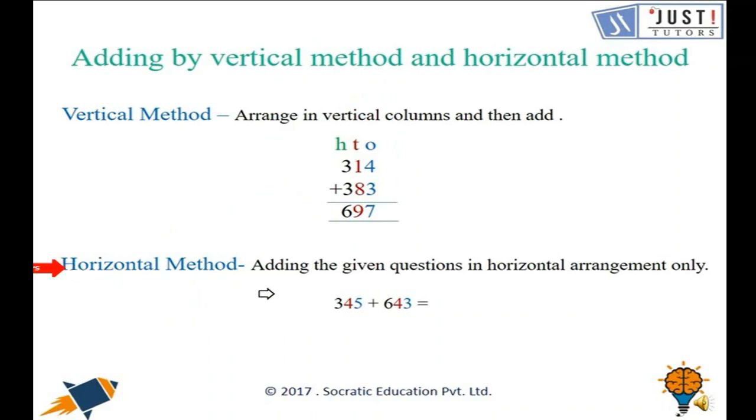Well, horizontal method is adding the given question in horizontal arrangement only, like this one. So we'll try out this question. We will add the ones together just like we did in the case of vertical method. So ones are 5 and 3. So 5 add 3 makes an 8. We'll put an 8 here. And then we will add 4 and 4 together as they lie in the tens column. So 4 add 4 makes an 8 again.